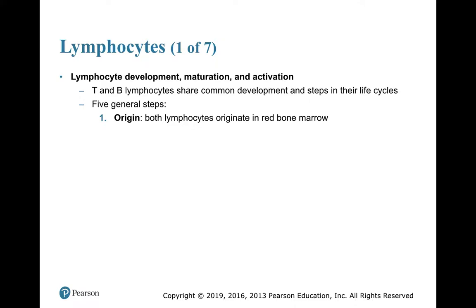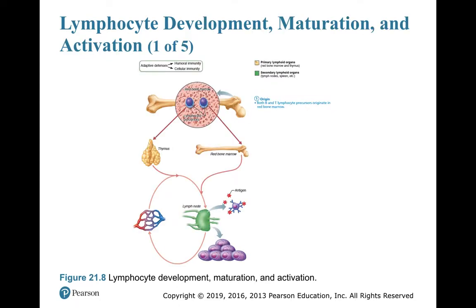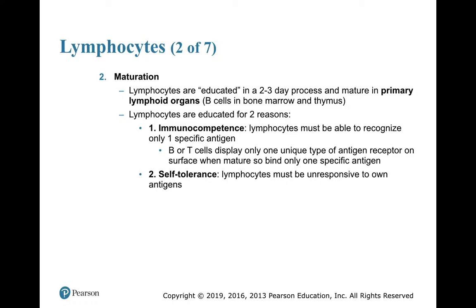T and B lymphocytes have a common development stage. The 5 general steps for them are to start in the bone marrow, red bone marrow. The multipotent blood stem cell will go down the lymphocyte line. They will mature. Lymphocytes are educated as to self or non-self in the primary lymphoid organs. B cells remain in the bone marrow and receive their education. T cells go to the thymus to get their education.